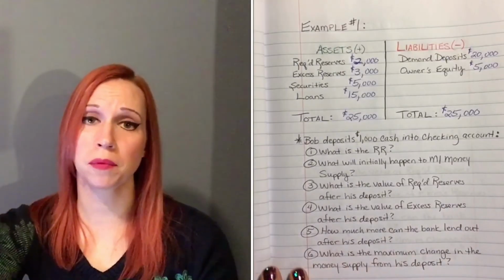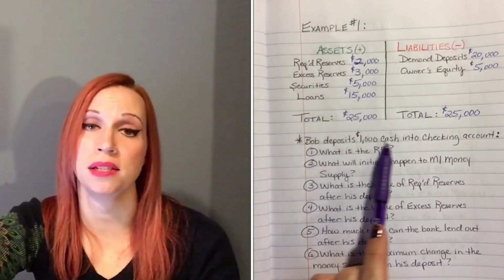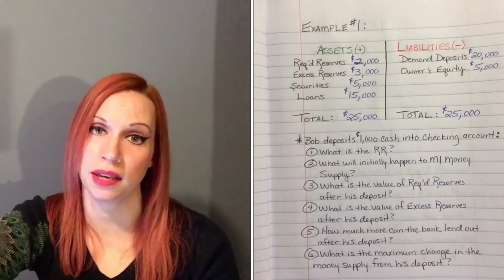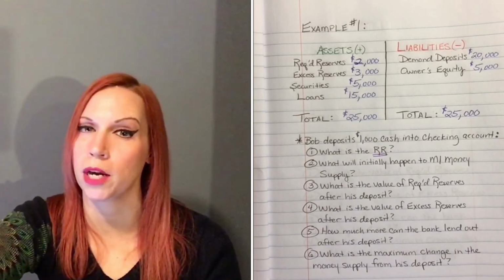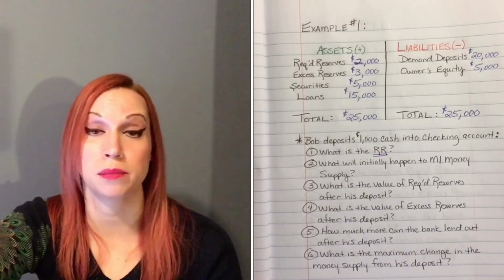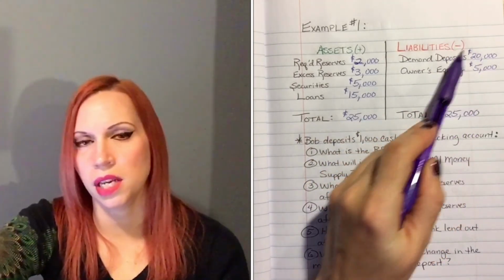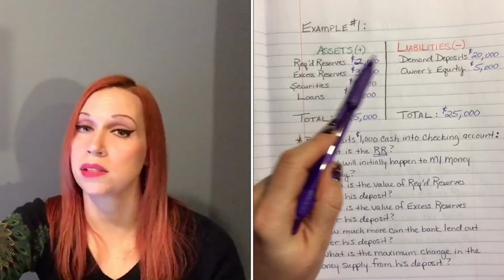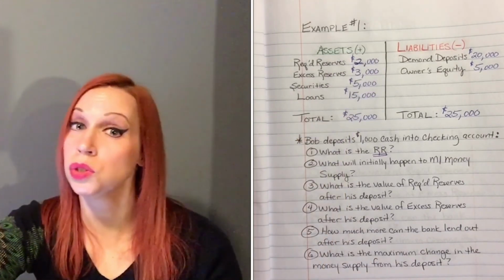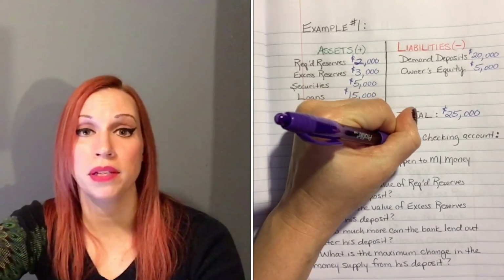So let's do a little bit of practice with an example. Now, this question says that Bob is going to deposit $1,000 into his checking account. One of the first things that we have to figure out is what is the reserve requirement set by the Federal Reserve that this bank has to hold on to. Well, notice that there's $20,000 sitting in people's checking accounts here at this bank, but this bank is only holding on to $2,000 in required reserves. So the reserve requirement is 10%.